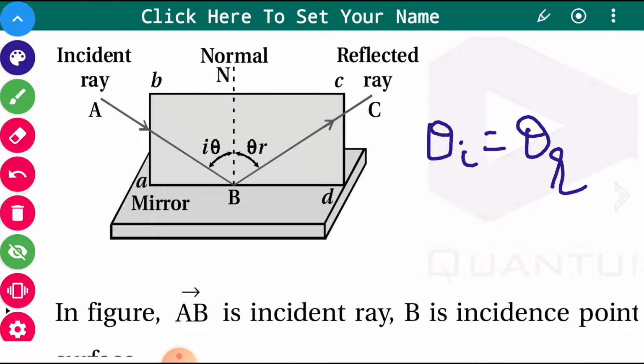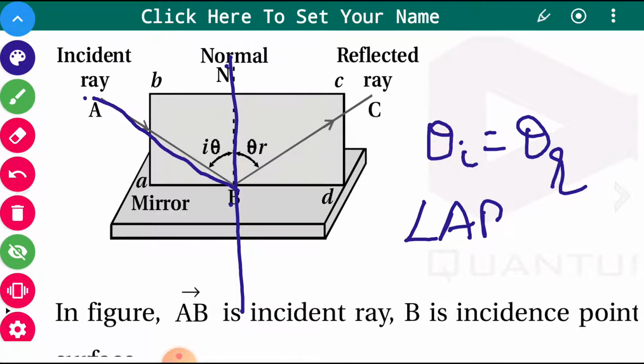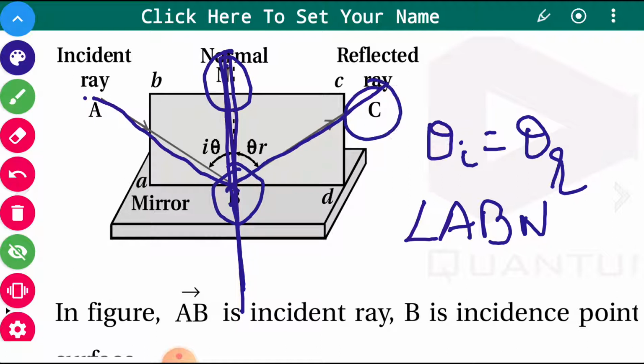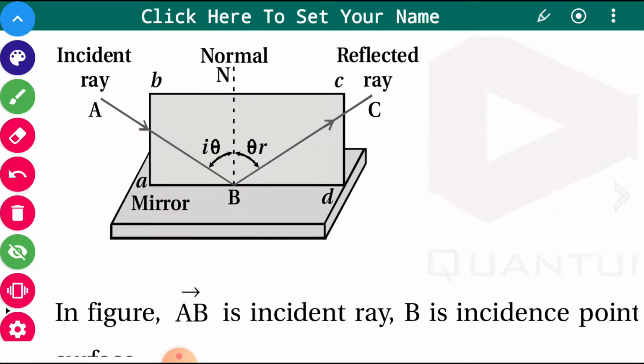Now you can have the question, what is the angle of incidence? The incident ray makes an angle with the normal; here we can say angle ABN is the angle of incidence. And what is the angle of reflection? The angle made by the reflected ray with the normal; here it is NBC. The angle NBC is the angle of reflection. So ABN is the angle of incidence, and NBC or CBN can be the angle of reflection.